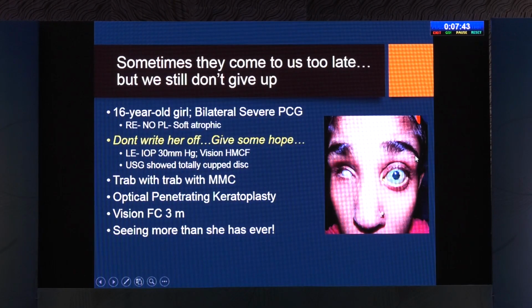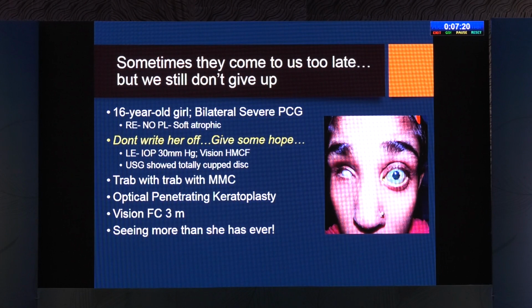Sometimes they come to us too late, and Parul and Shalini would empathize with this. The 16-year-old girl, your heart sinks because now the parents actually sometimes come and say, ab iski shaadi karni hai. I mean, you want to get her married now, and you know, what were you doing all this while? But there's no point in saying that. The right eye is atrophic. Don't write her off. Give her some hope.